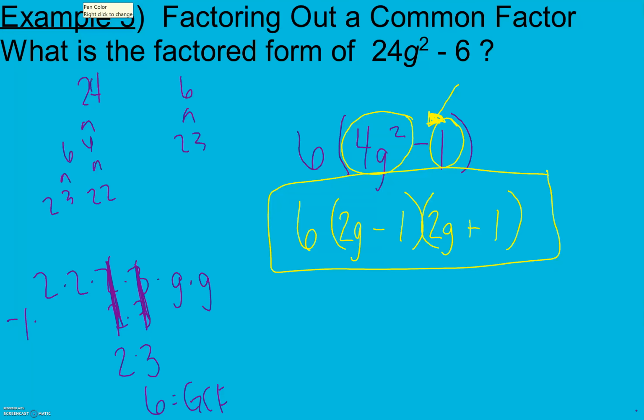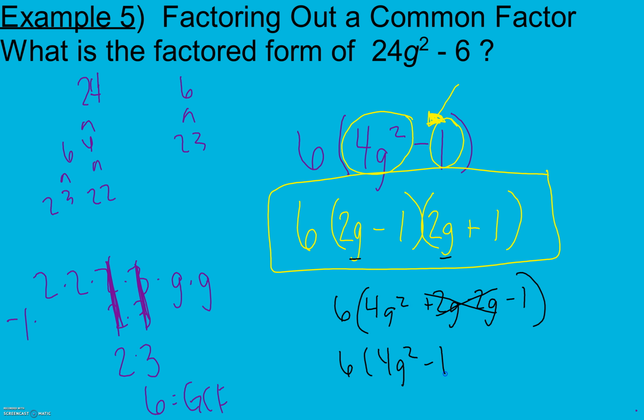Again, if we want, we can multiply this back to double check. 4g squared, outsides positive 2g, insides negative 2g, lasts negative 1. 2 minus 2 is 0. Remember, that's still being multiplied by the 6. Now we distribute that 6 in. 24g squared minus 6, which is what we started with. So our answer is correct.